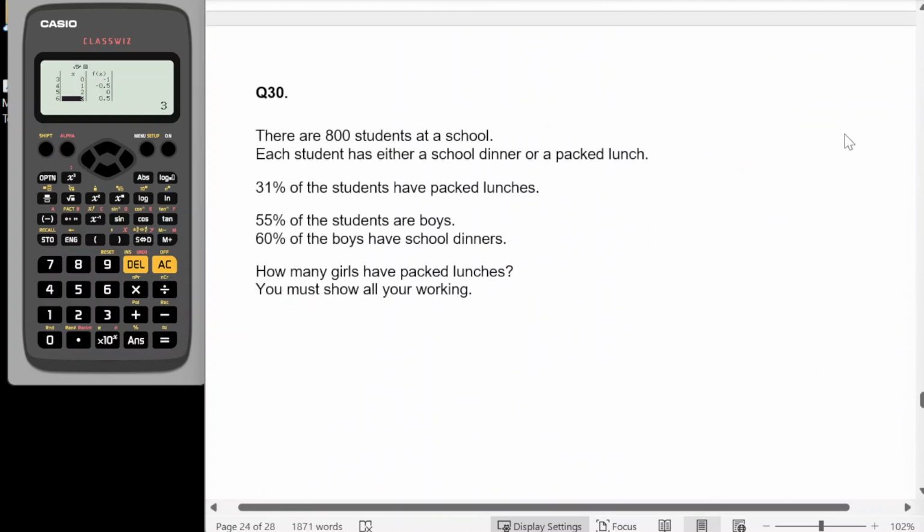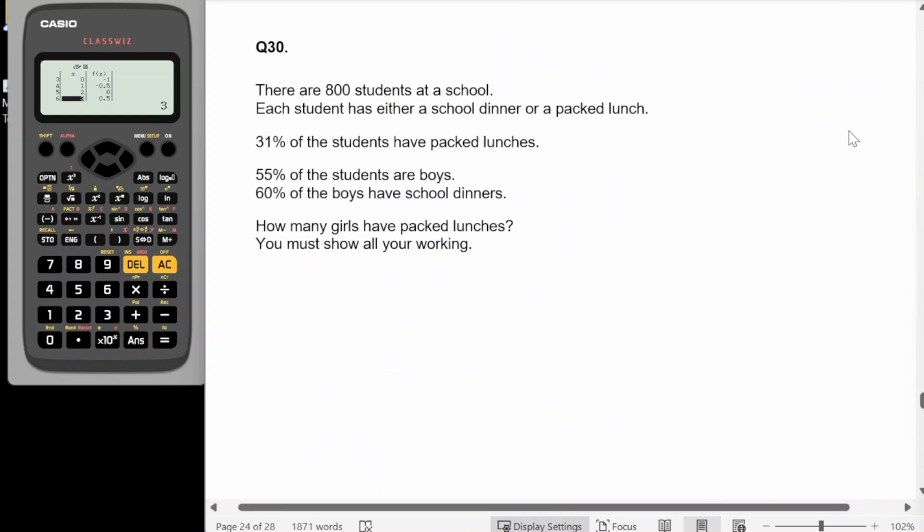Okay, question 30. There are 800 students at a school. Each student has either a school dinner or a packed lunch. 31% of the students have packed lunches. 55% of the students are boys. 60% of the students have school dinners. Work out how many girls have packed lunches.